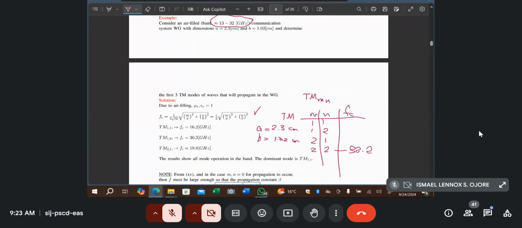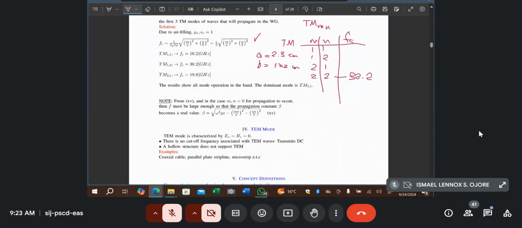Now we note that from those equations then, F must be large enough so that the propagation constant beta is actually a real value. Okay, because we remember cutoff, we equated it to 0. So for it to be real value, then this value here must be more than that.